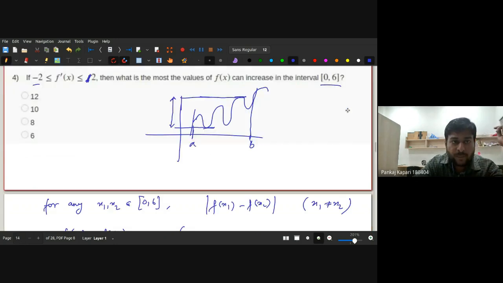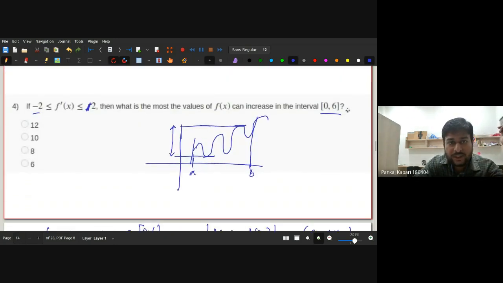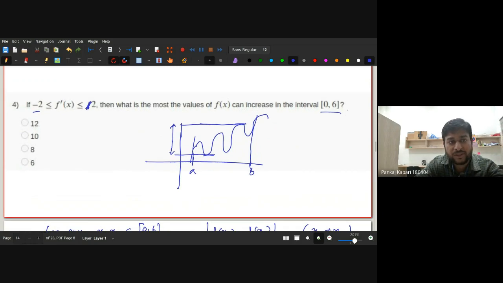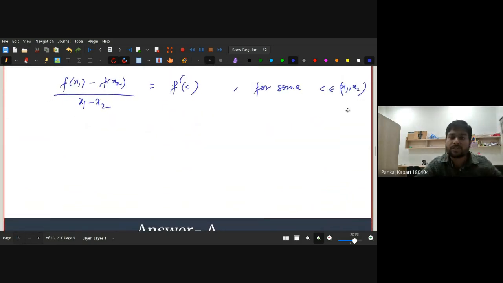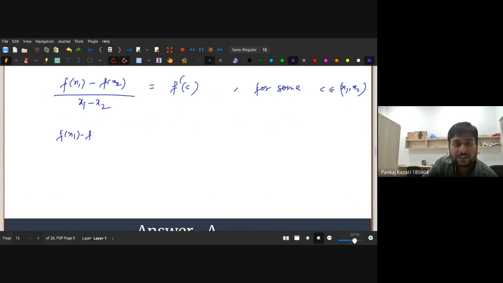Okay, so we can apply the mean value theorem. Why? Because it's given that the function is differentiable and its derivative lies between -2 comma 2. So the function is differentiable, it must be continuous and everything, we can assume that. And therefore the modulus of f of x1 minus f of x2 is in this case exactly equal to f prime c times x1 minus x2, right?